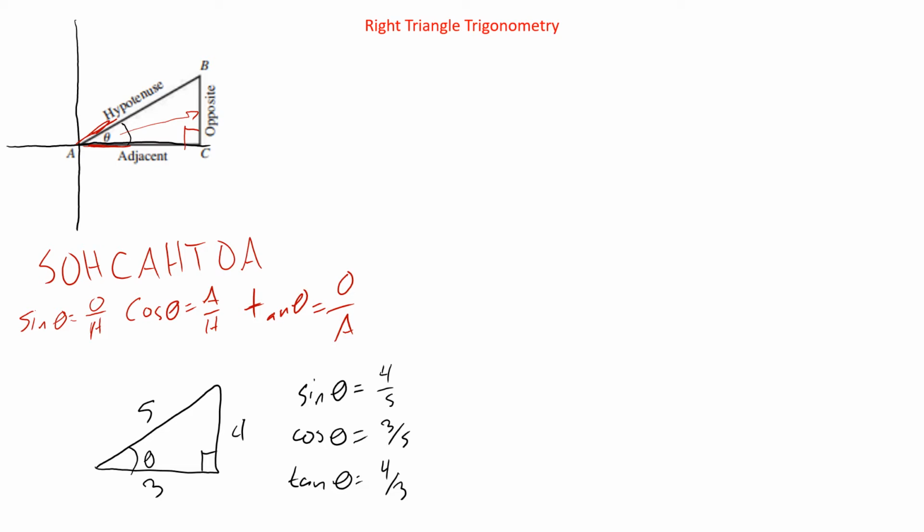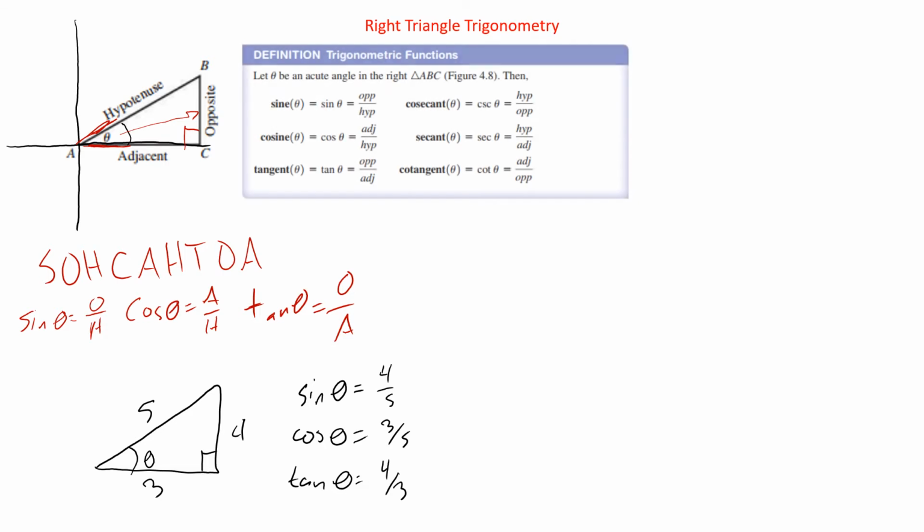So those are the three that you've already seen. Now what about the other three? The other three are going to be cosecant, secant, and cotangent. These are actually just the reciprocals of sine, cosine, and tangent. Cosecant is the reciprocal of sine. A lot of people want to go to cosine for that.